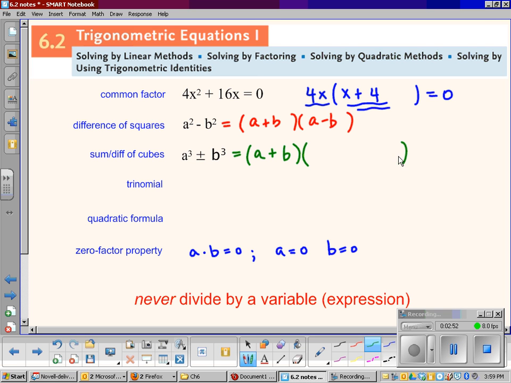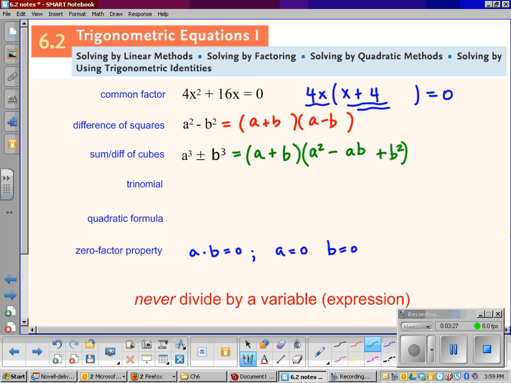Now to build the trinomial, I'm going to depend on this binomial right here. I'm going to square the first term and get a squared. And to get the last term, I'm going to square the b and get b squared. This is always going to be a plus right here, because whether I'm squaring a positive or a negative, I'm going to get a positive b squared. Now to get the middle term of this trinomial, I want to multiply these two terms together, a times b, and then I want to change the sign. So if this is plus, this will be minus over here.